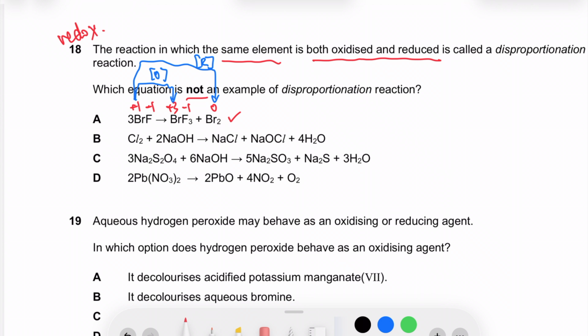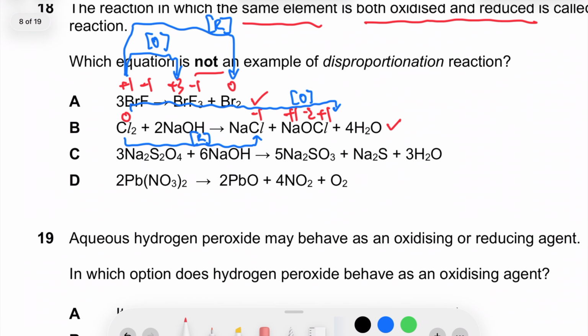Next one, chlorine. Chlorine here is 0. Here it will be -1. Then here is +1, and here chlorine will be +1 as well. So from 0 to -1 is reduced. But 0 to +1 is oxidized. So option B is a disproportionation as well. So it's not the answer.